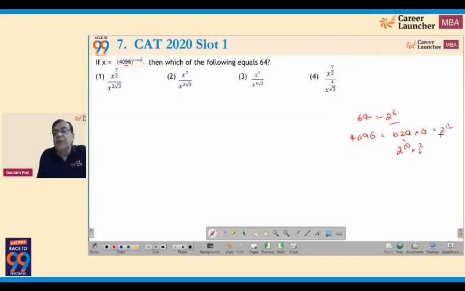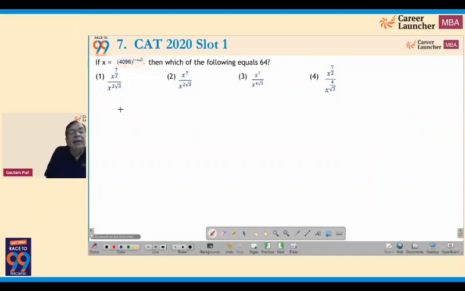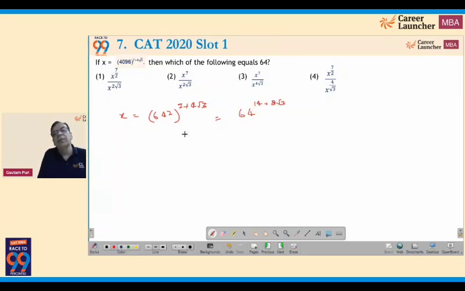Okay. So what is 64? So 4096 is equal to 64 square. Why am I doing that? Because it is asking me to find 64 when I've been given 4096. So I can write this x as, which is equal to 64 raised to power 14 plus 8 root 3.